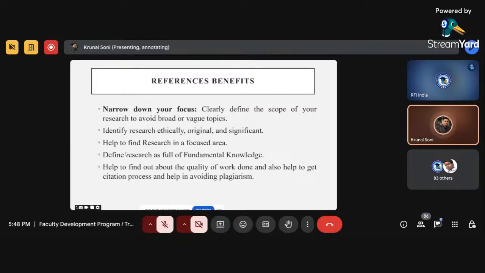So that is where we have to focus. Then it also helps to find the research in a focused area, right? So if we are writing the content as per the title topic, it will help give the direction of the research in a focused area where we have to conduct the research. Then references always help us to prove our research to be correct on fundamental knowledge.